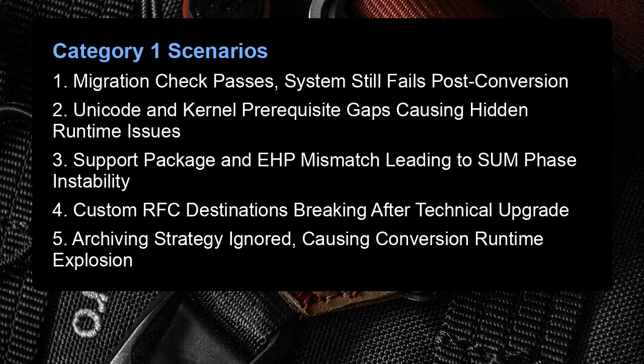Category 1 scenarios. 1. Migration check passes, system still fails post-conversion. 2. Unicode and kernel prerequisite gaps causing hidden runtime issues. 3. Support package and EHP mismatch leading to SUM phase instability. 4. Custom RFC destinations breaking after technical upgrade. 5. Archiving strategy ignored, causing conversion runtime explosion.